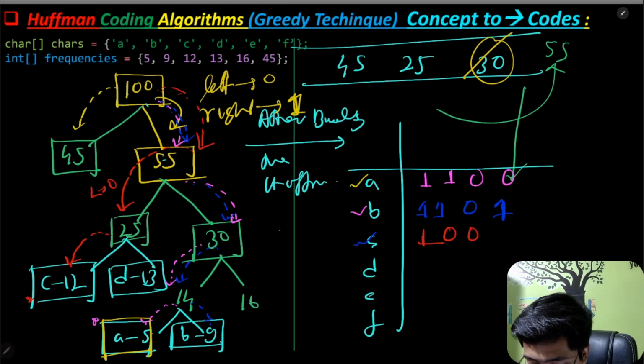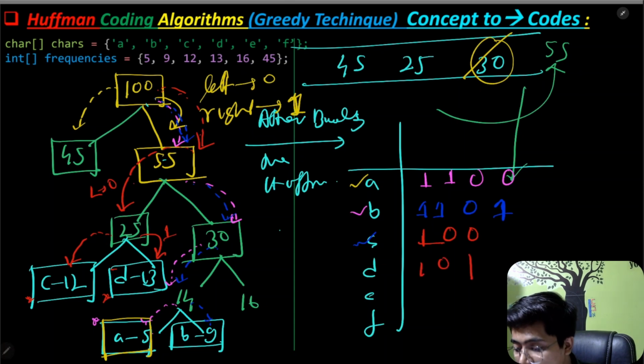Now we will be finding D. If you observe the D, the entire track from here to here was similar to C, except the last, that it has traversed in the right side, and so we'll be putting 1. So similarly we will be putting 1 0 1. This is for D.